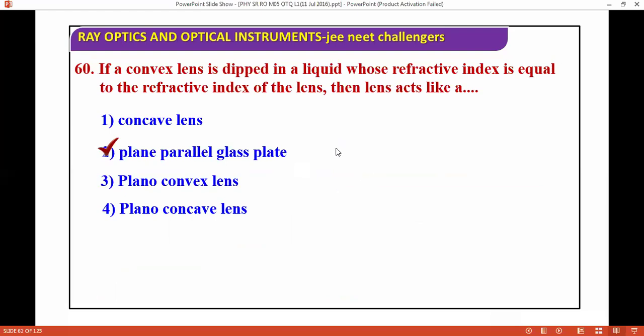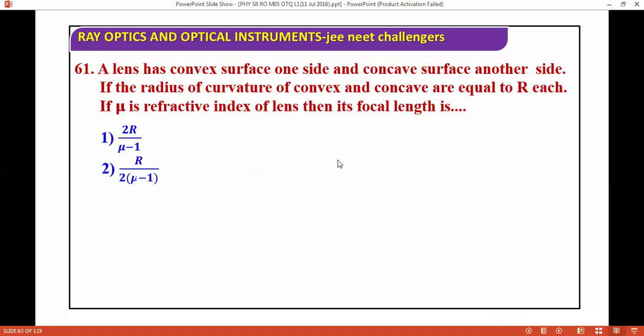Next question we are doing. A lens has a convex surface on one side and a concave surface on the other side. If the radius of curvature of the convex and concave surfaces are equal to r, and mu is the refractive index of the lens, it's an easy, doable question. If you know the basics and the concepts, definitely you can do this question.